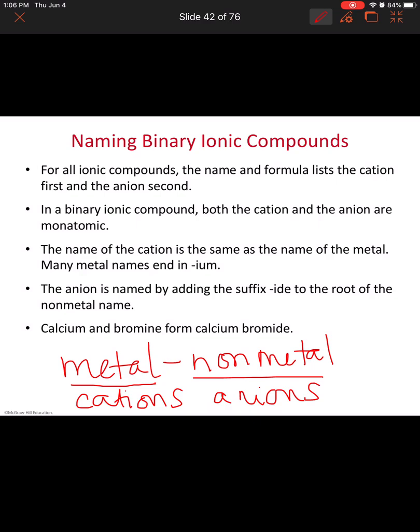But the anion, which is your non-metal, is going to change. We add the suffix -ide to the root of the non-metal name. For example, if you have the non-metal chlorine, we would call it chloride in the ionic compound. Bromine would be bromide, sulfur would be sulfide, carbon would be carbide, nitrogen would be nitride, and so on. So calcium and bromine form the compound calcium bromide.